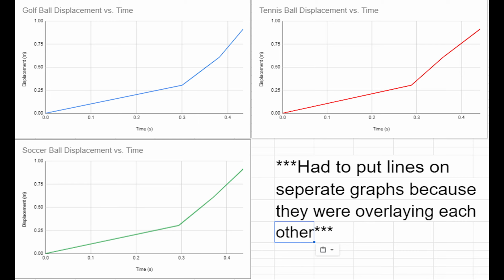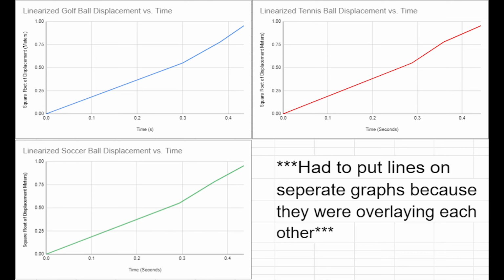Now shown are the graphs created using the data from the displacement versus time tables. Since the relationship between the displacement and time is exponential, we took the square root of the displacement for each of these graphs to linearize them. On both the linearized and non-linearized versions of the displacement versus time graphs, displacement measured in meters is plotted on the y-axis, while time measured in seconds is plotted on the x-axis.